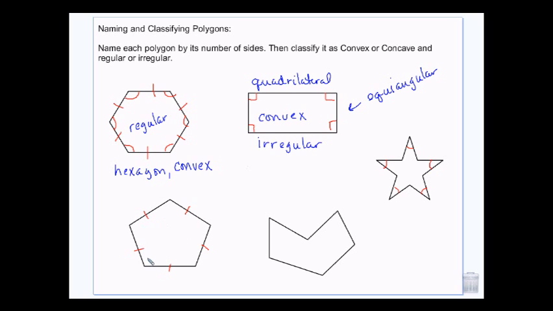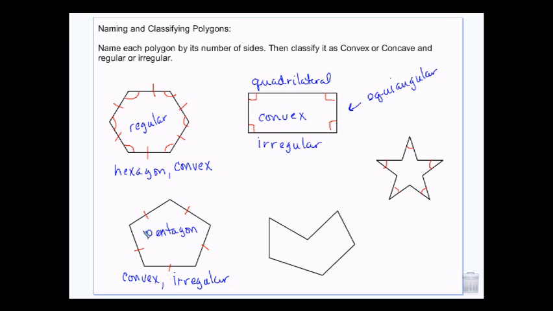Okay, here we have 5 sides, so we're a pentagon. Concave, convex, regular or irregular? Regular. Do you know that for sure? You have the little lines on there, so it's saying. But I haven't told you anything about the angles. You have to have both the lines and the angles to know for sure.